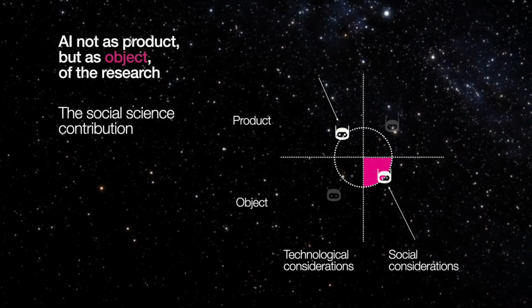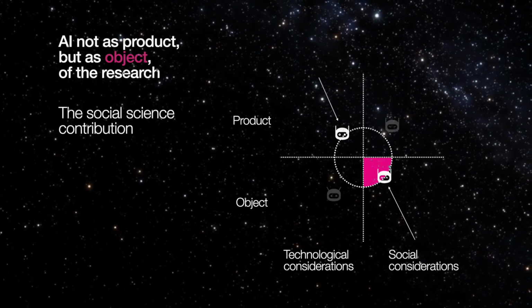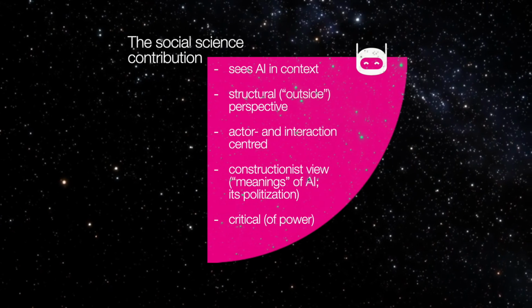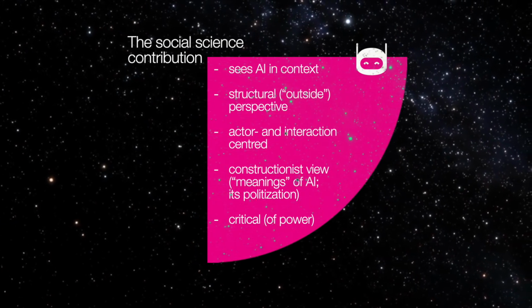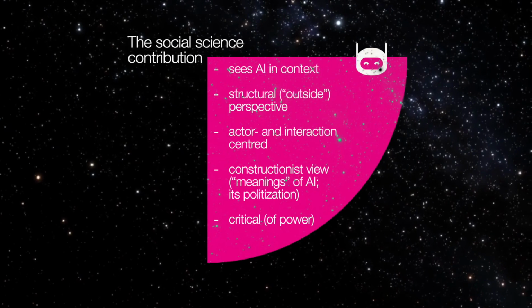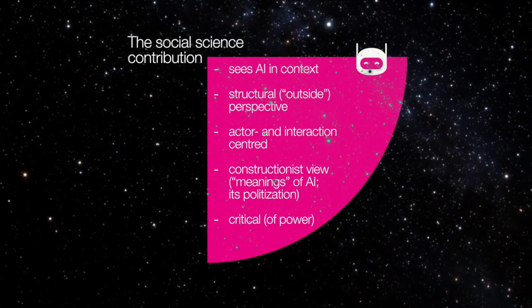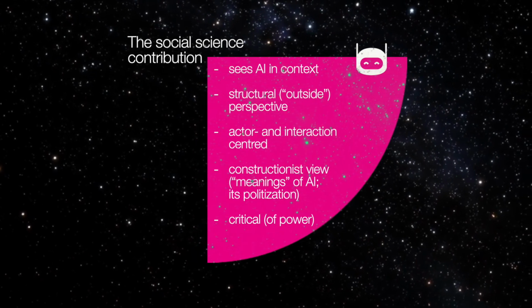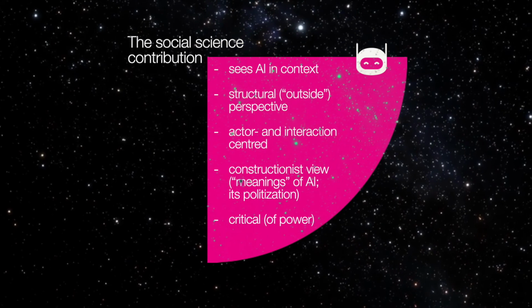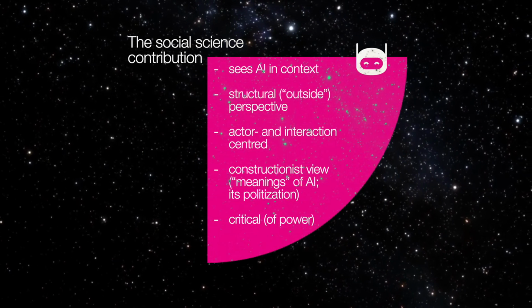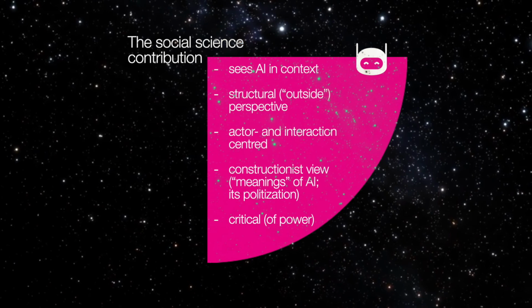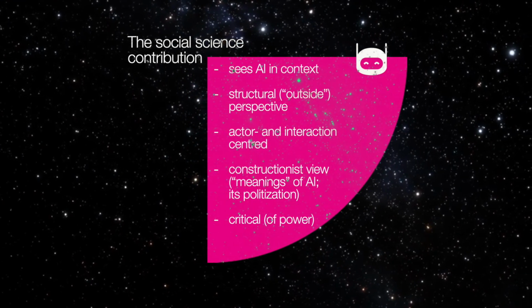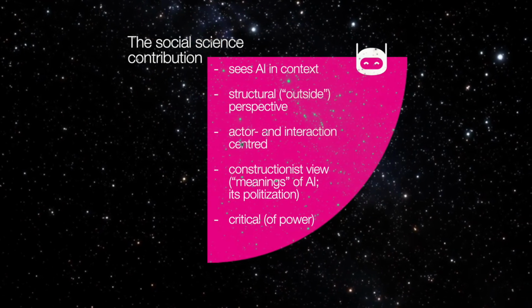So in such collaborations, the social science contribution can ideally be that it sees AI in its broader context, that it approaches AI from the outside, seeing it as a social structure that can be both enabling and limiting for humans, a perspective that is focused on interaction, and a perspective that is constructionist. What is AI made to mean? How is AI politicized? A perspective that scrutinizes power relations and looks at who are the winners, who are the losers, when and why.